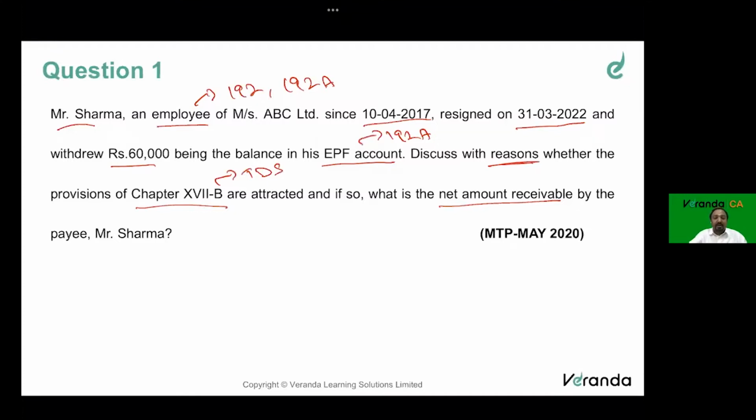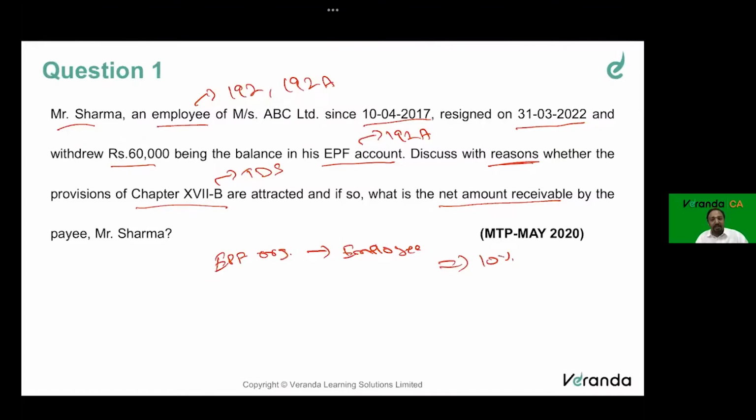As we said, we need to understand what provision 192A is about. 192A is where the EPF organization pays PF to an employee, that is, when the employee is withdrawing the PF. Now in this payment, what is the tax deduction? The provision says that whenever you are making a PF payment, make a tax deduction of 10%.